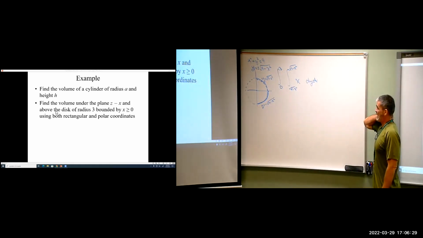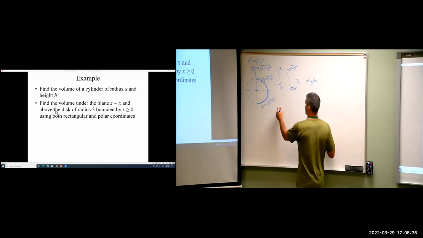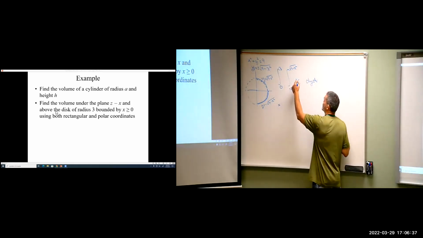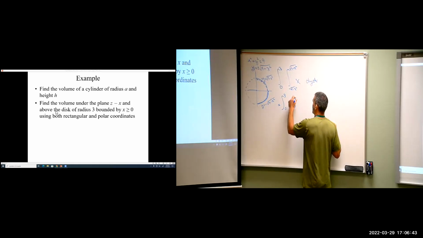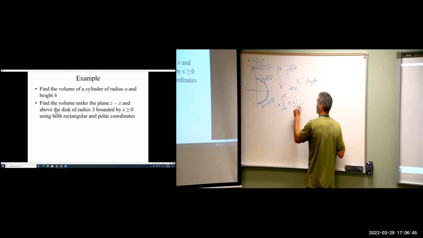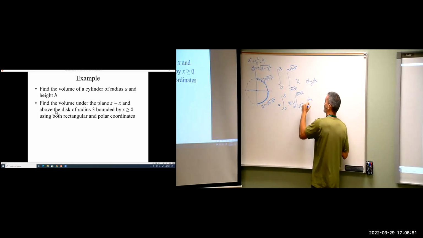Now, this is actually a doable integral by hand. So let's go ahead and do it for practice. So we integrate with respect to y. So 0 to 3, x times y, and y is going to go from negative square root of 9 minus x squared to square root of 9 minus x squared. And then we'll integrate with respect to x.